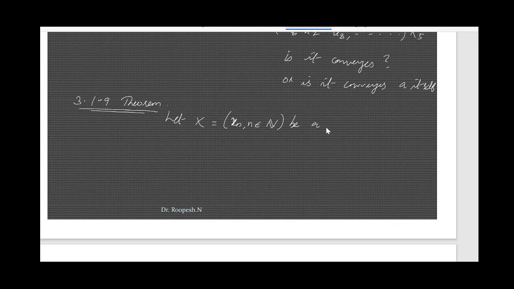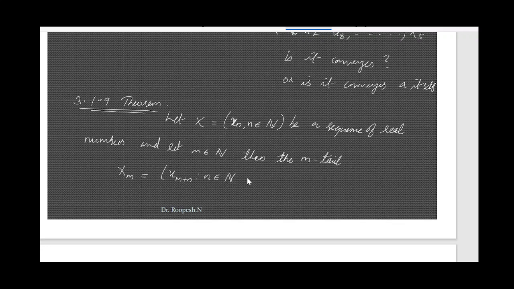Let x be a sequence of real numbers, and let m belong to N. For taking the tail of the sequence, you are taking n belongs to N. Then the m tail, I'm denoting as x_m equal to (x_{m+n}) such that n belongs to the set of natural numbers. x_m converges if and only if x converges.